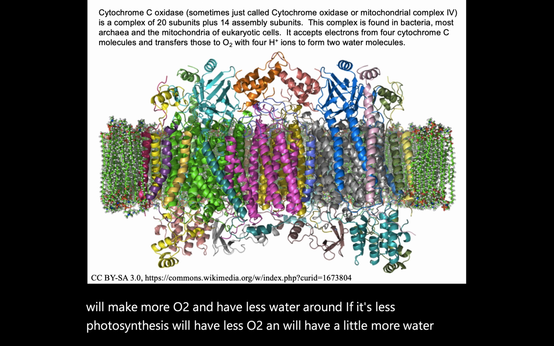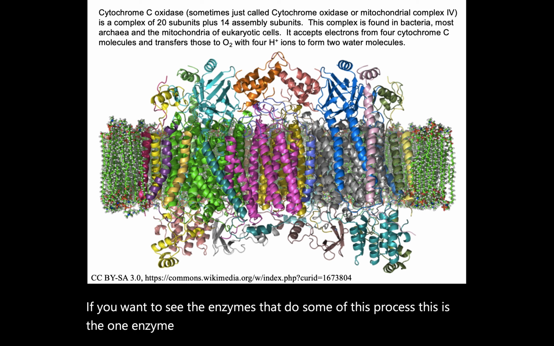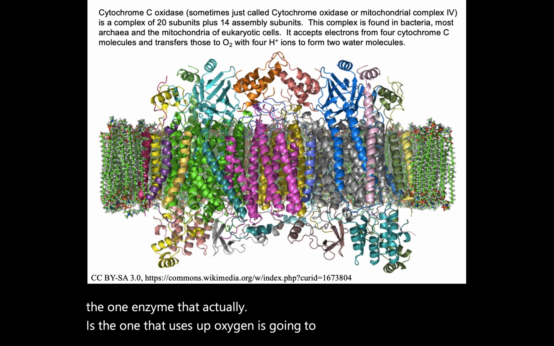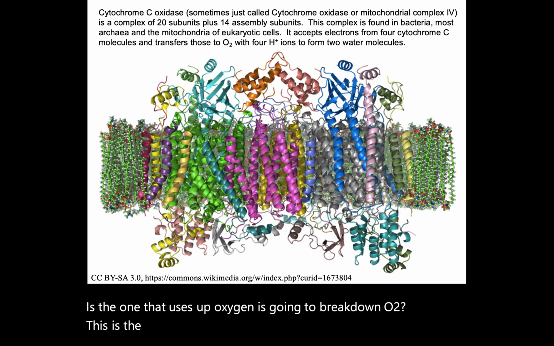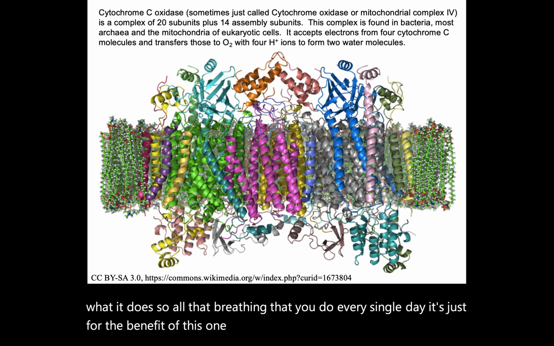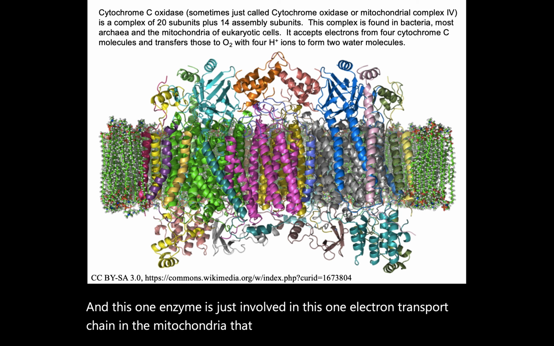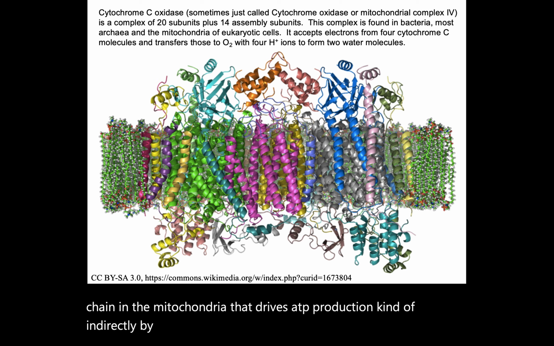So there you go. If you wanted to see the enzymes that do some of this process, this is the one enzyme that actually uses up oxygen. It's going to break down O2. This is the only enzyme that's going to need oxygen in order to do what it does. So all that breathing that you do every single day, it's just for the benefit of this one enzyme. And this one enzyme is just involved in this one electron transport chain in the mitochondria that drives ATP production kind of indirectly by pumping hydrogen ions across the membrane.